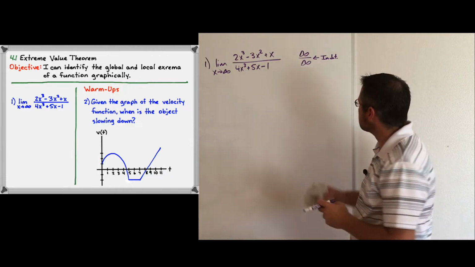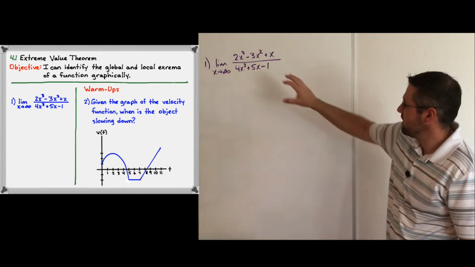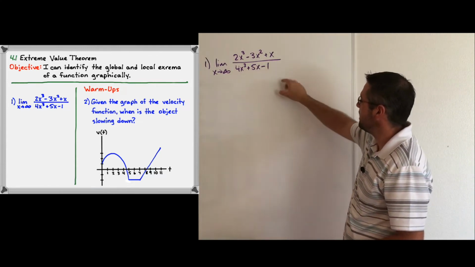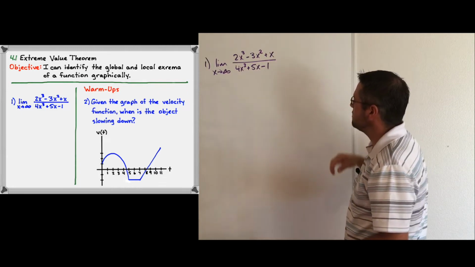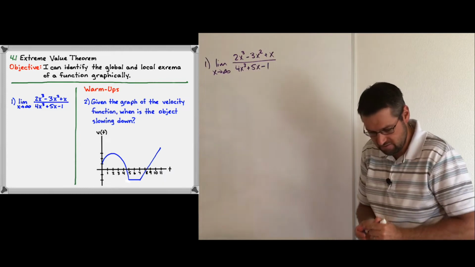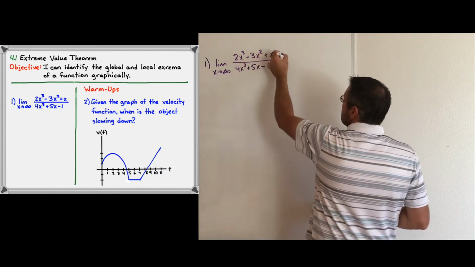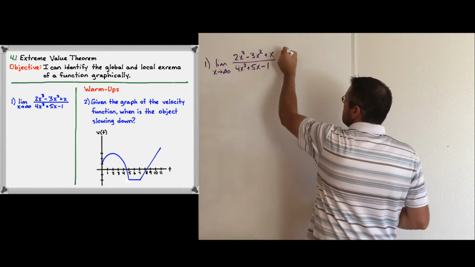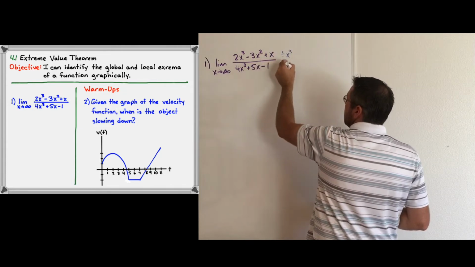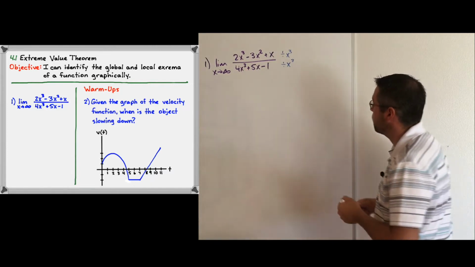Because it's indeterminate, we have to do some algebraic manipulation. If you recall, the best method to deal with a limit as x approaches infinity is to divide by the highest power. So we're going to divide the top by x cubed, and we're going to divide the bottom by x cubed. This is just my little notation here. It's not great math notation, but we're going to work with it.